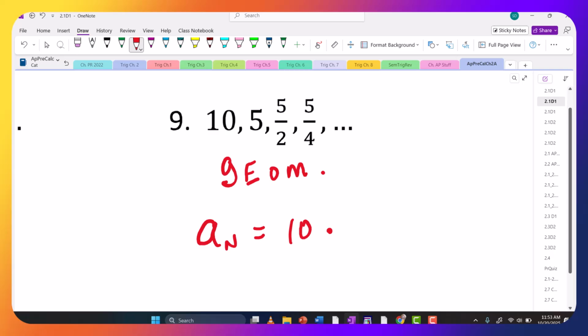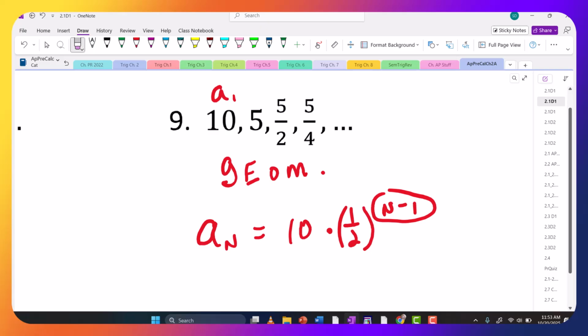10 times 1/2. What's the power here? See if you were listening. What's the power I put there? What term is 10? A sub what? So what do I put in here? N minus 1 because it works.